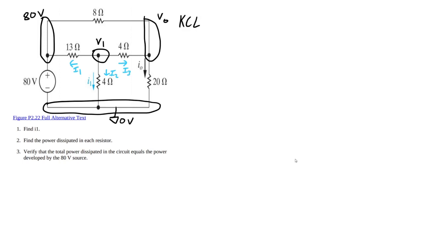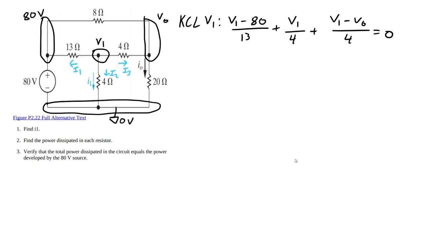So anyway, KCL at V1: I1 is going to be V1 minus 80 divided by 13, plus V1 minus 0 over 4, plus V1 minus V0 divided by 4 equals 0.